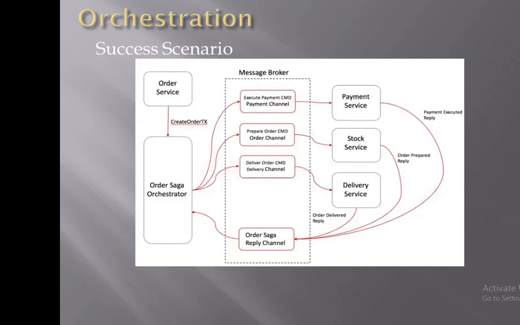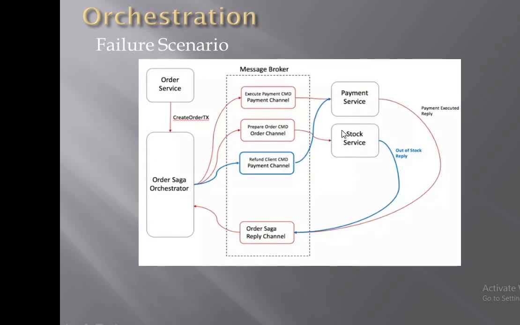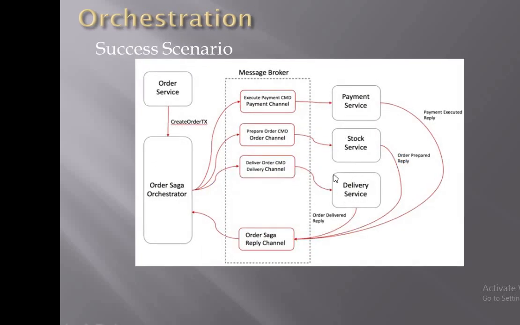So we have a second approach, called orchestration, and in orchestration we have an orchestrator that takes responsibility for Saga decisions and sequencing business logic. We take the same example as choreography. We have an order service, payment service, stock service, and delivery service. So when the create order saga comes, the order service will create a saga orchestrator, the order saga orchestrator.